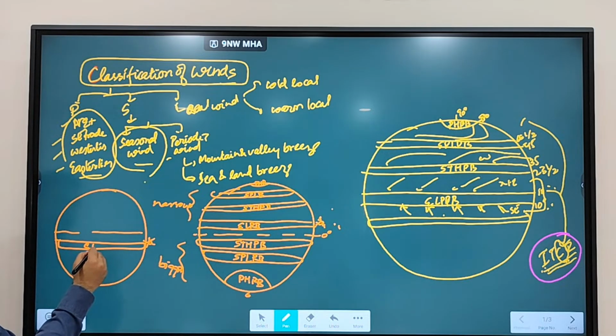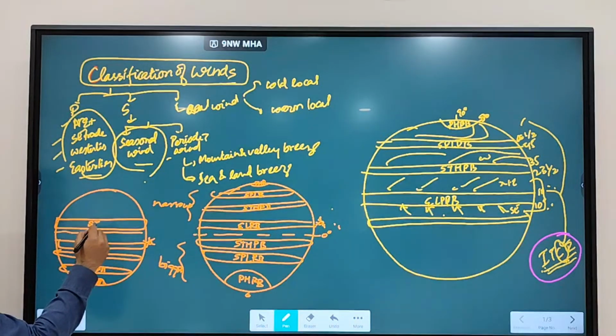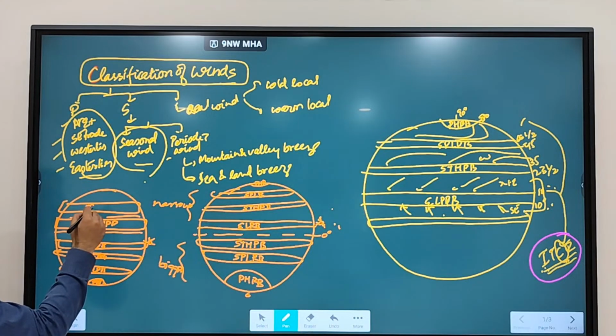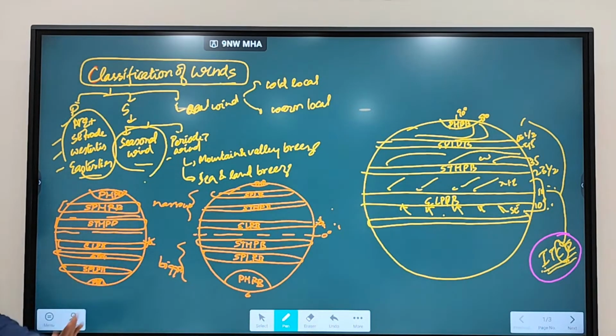So this is the equatorial low pressure belt. This will become the subtropical high pressure belt. This becomes the subpolar low pressure belt. And this becomes the polar high pressure belt. While here, what pressure belt will occur? Subtropical high pressure belt, then subpolar low pressure belt, and here you'll see the polar high pressure belt. Fine. So the opposite condition is now occurring.